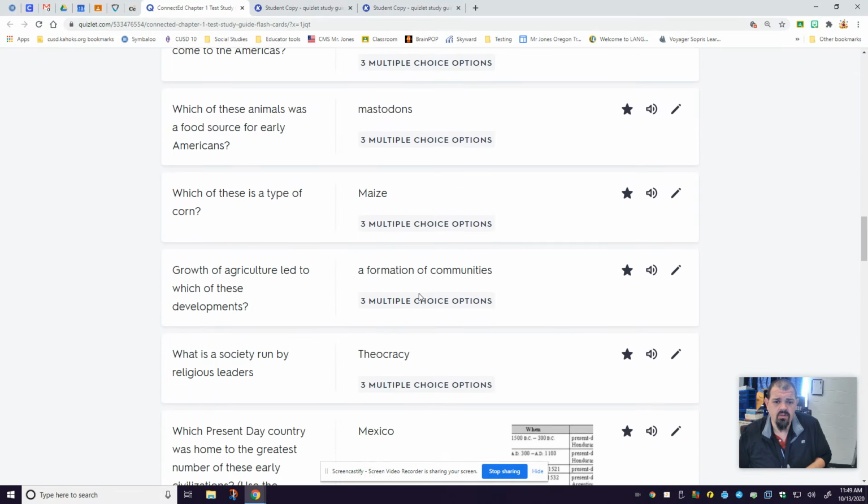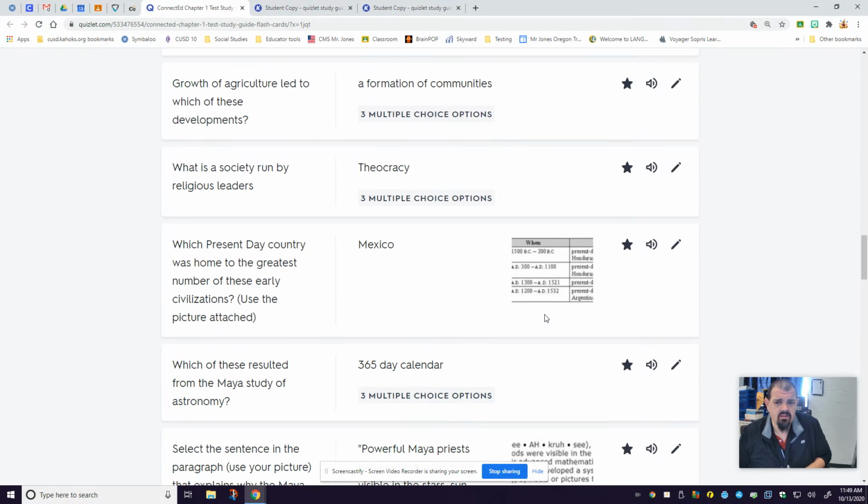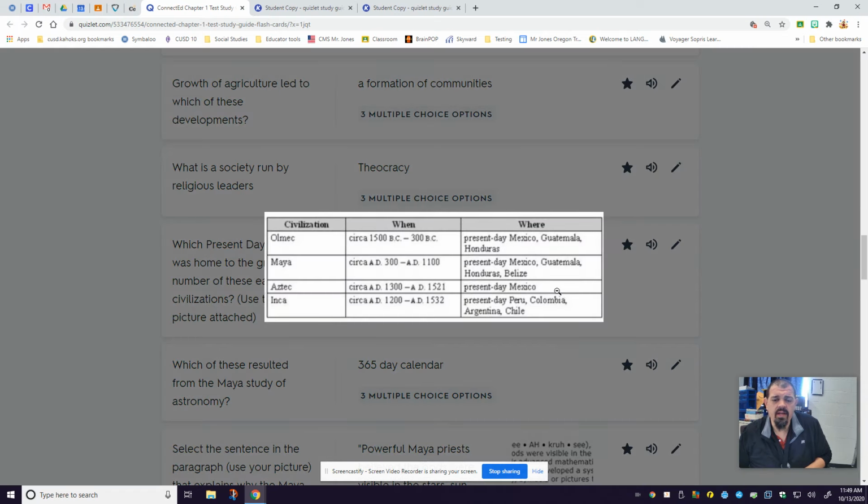Now, yes, you could just copy the answer, but you're not going to have that on the test. You need to know where you got that answer from. So if you take a look at this chart here, you have the Olmec, Maya, Aztec, and Inca. It tells you when they existed and where they existed.